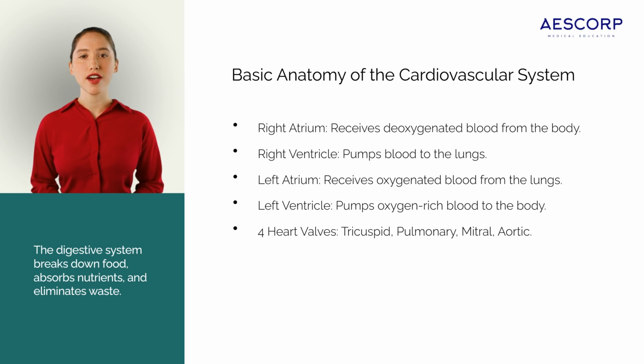The heart has 4 valves that prevent the backflow of blood. Tricuspid valve between the right atrium and right ventricle. Pulmonary valve between the right ventricle and pulmonary artery. Mitral valve between the left atrium and left ventricle. Aortic valve between the left ventricle and aorta.